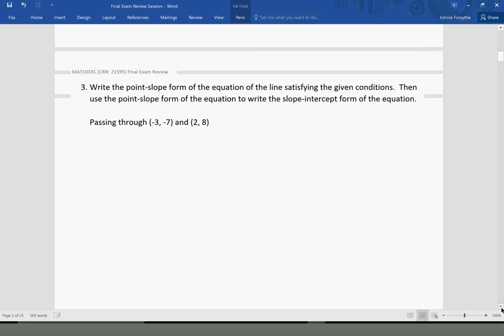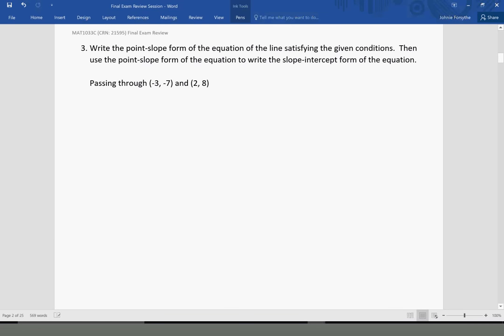Number 3. Write the point-slope form of the equation of the line satisfying the given conditions. Then use the point-slope form to write the slope-intercept form of the equation. So let's remember what point-slope form looks like. Point-slope form is y minus y1 equals m times x minus x1. All right, so to use point-slope form, we need a slope and we need a point.